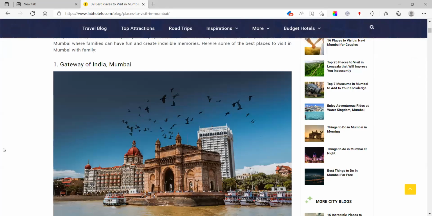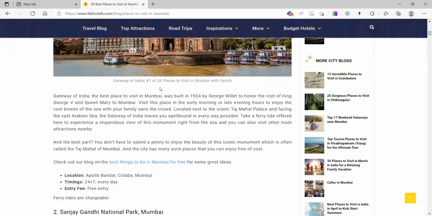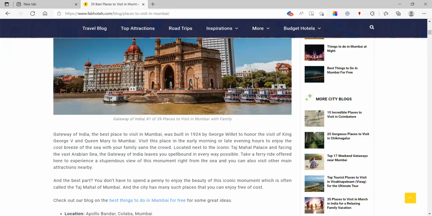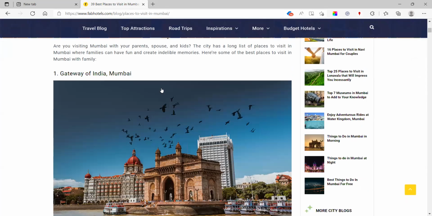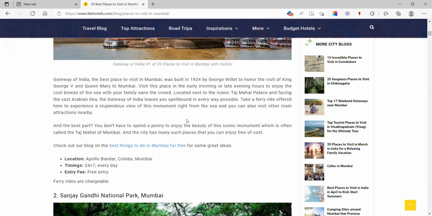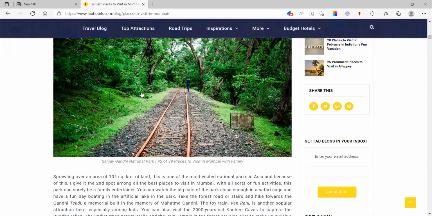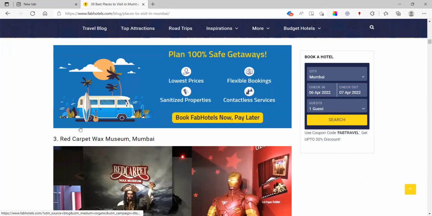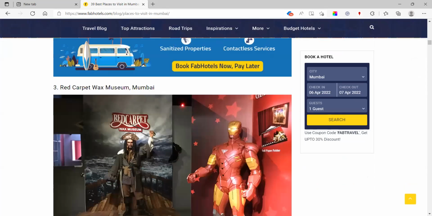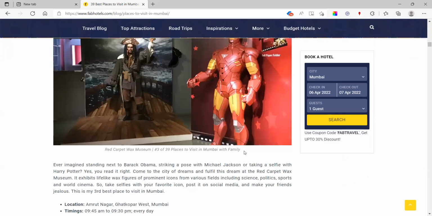There is Gateway of India. This is situated in Mumbai. So you can see that with the help of pattern recognition, I can easily understand that most people go to Gateway of India. So this is pattern recognition. Then the second most famous place is Sanjay Gandhi National Park, Mumbai, and the third is Red Carpet Wax Museum, Mumbai. You can see that there is a wax museum present in Mumbai. So we will go there also.